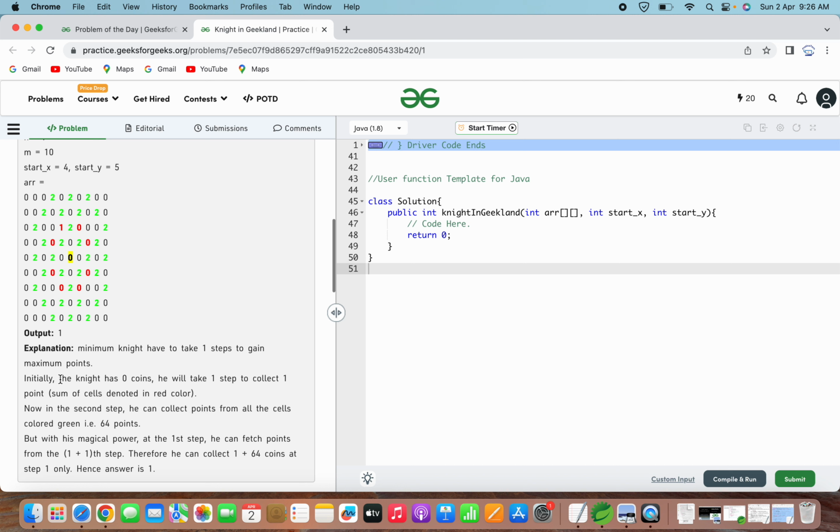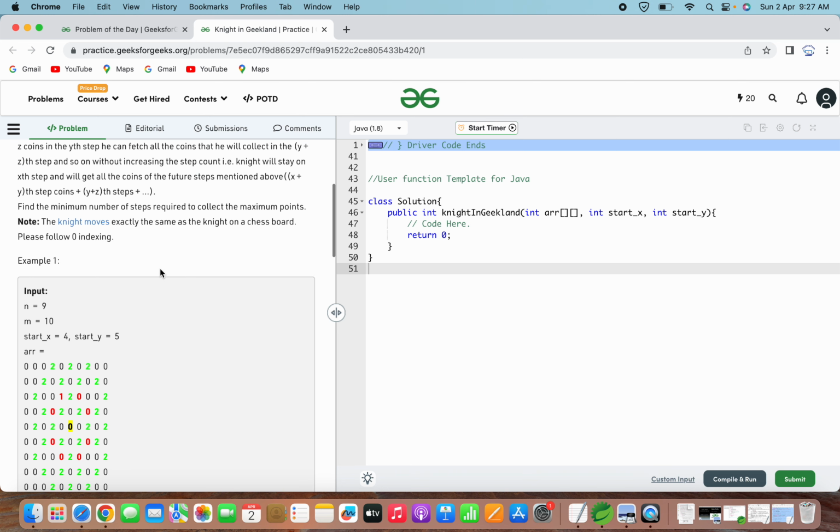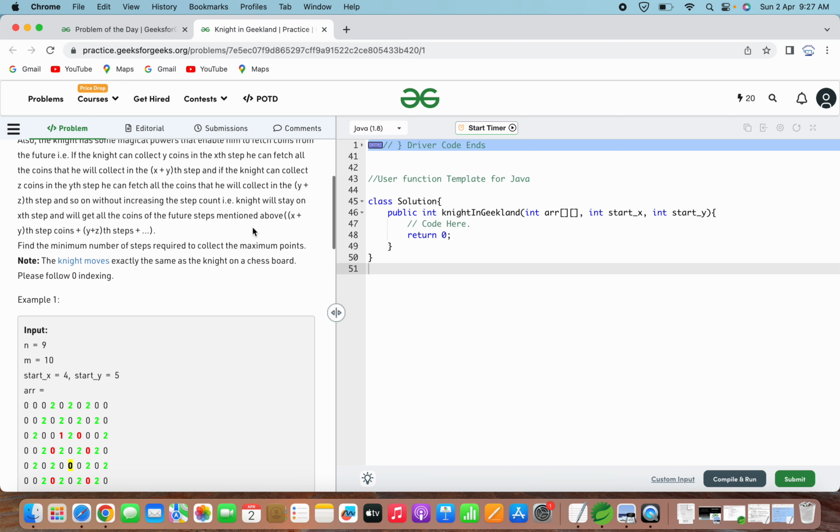Initially, the knight has 0 coins. One thing to take care of is that if he has zero coins, he will not be able to use his magical powers. He will be able to use them only if he has some coins with him. That means if he gets some coin in step X, then in the next step he can use that. But if he doesn't have any, then he has to make one movement.